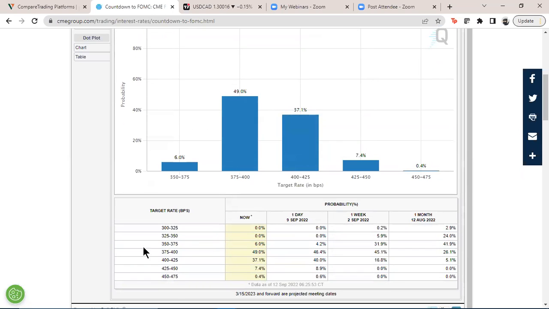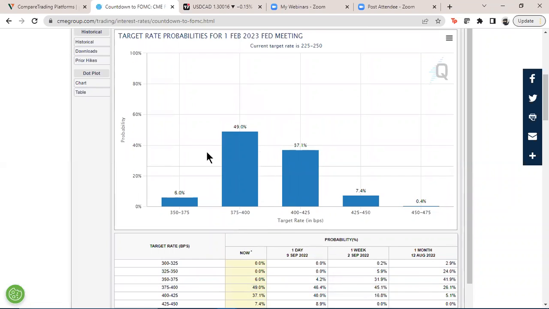Below here, there's a 49% chance of 3.75 to 4%, from only a 26% chance a month ago, so that's a doubling in the chances of rates going there. And this really highlights it, I think: 4% and above, 4% to 4.25%, was only a 5% chance a month ago, and now we're up to a 37% chance or so.